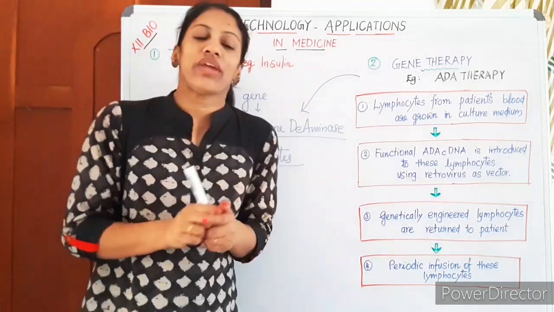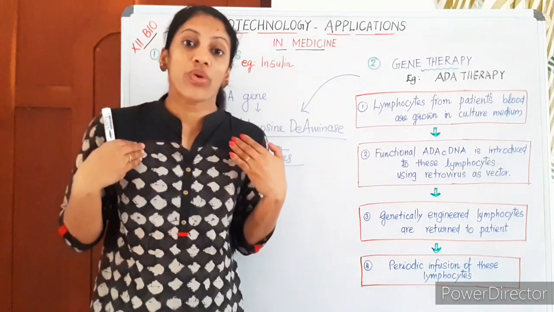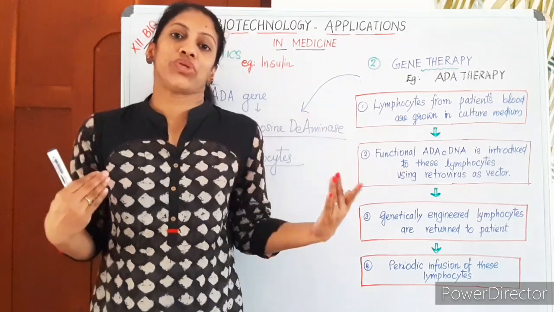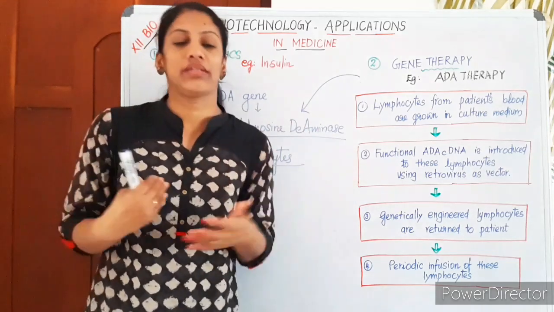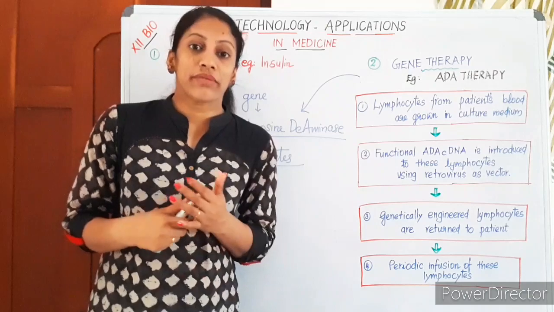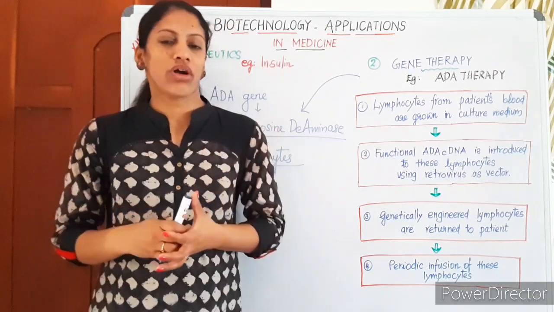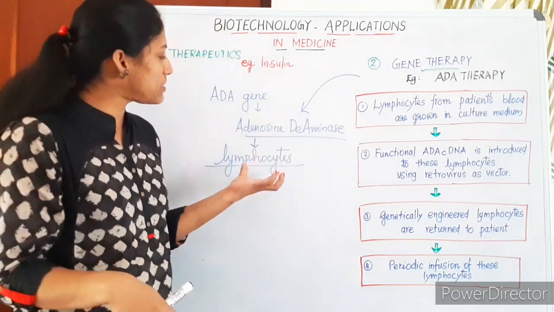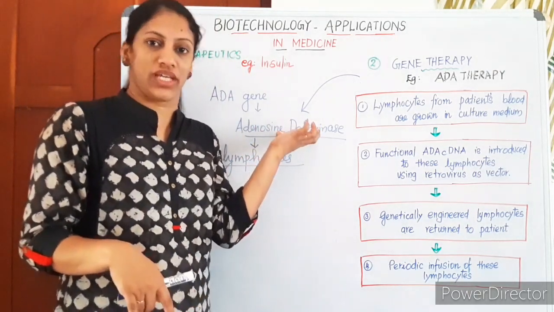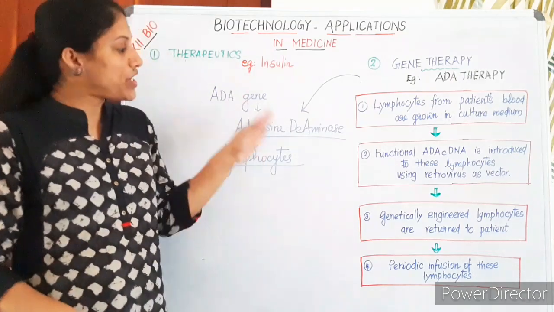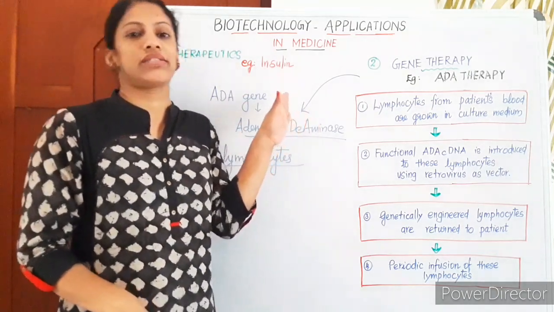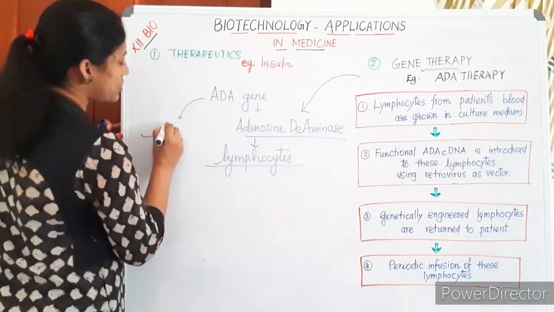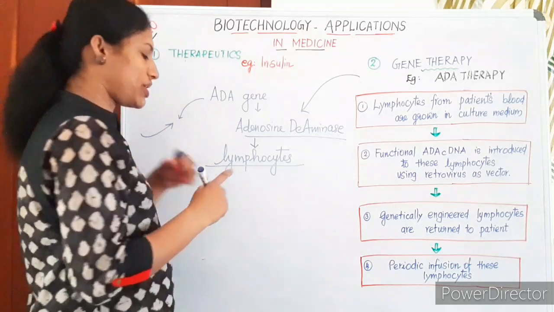So an absence of the ADA enzyme will affect our lymphocytes. That means it affects our immunity. We may be subjected to other pathogenic diseases. It is called severe combined immunodeficiency, SCID. ADA gene therapy means replacement of the defective ADA gene by a normal gene. If the gene is defective in a patient with ADA disorder, we can substitute a normal gene.